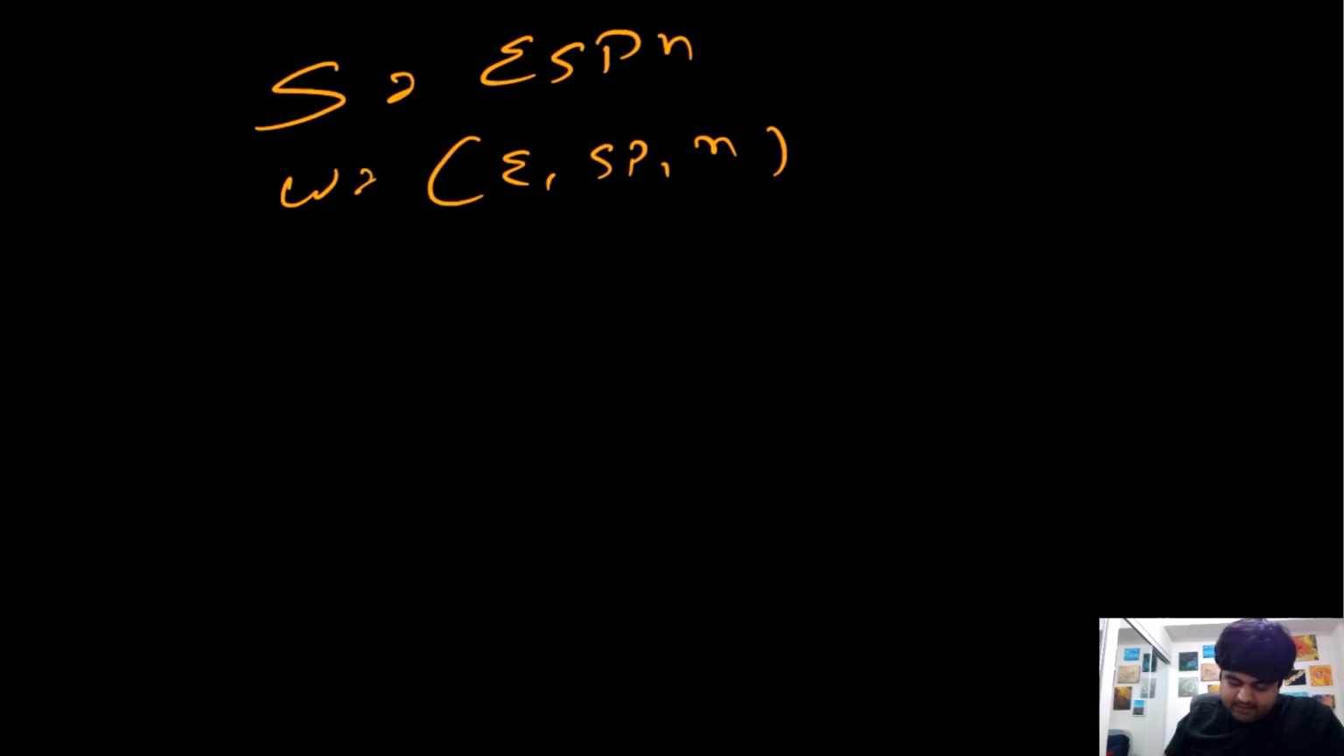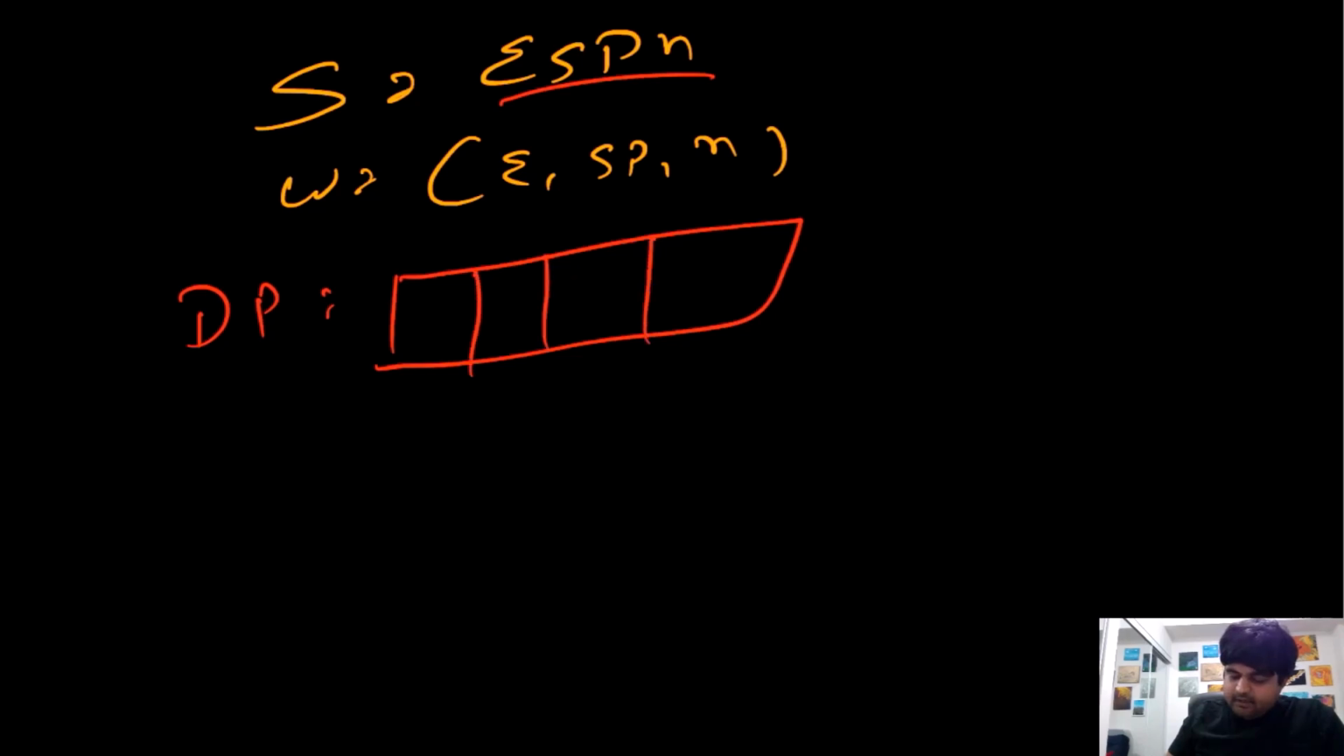Suppose again we are considering the same example. S is equal to ESPN, and the words we are given are ESP and N. And now let's create a new data structure called DP, an array of size 4, and there would be 0, 1, 2, 3, 4. Now we know that this 0th position would always be true.